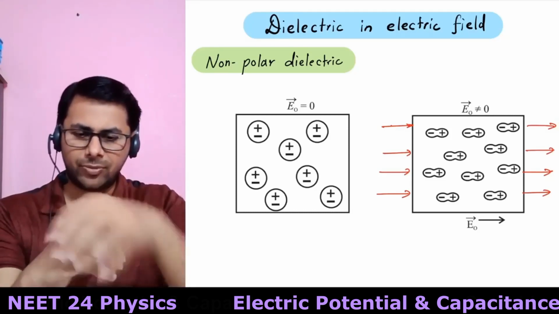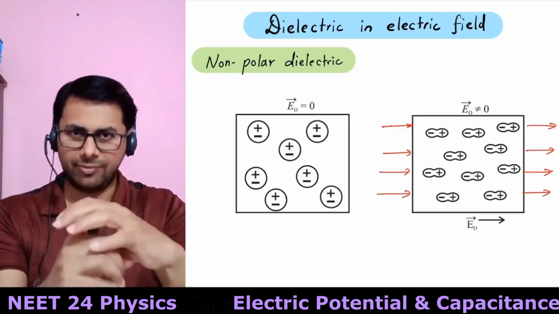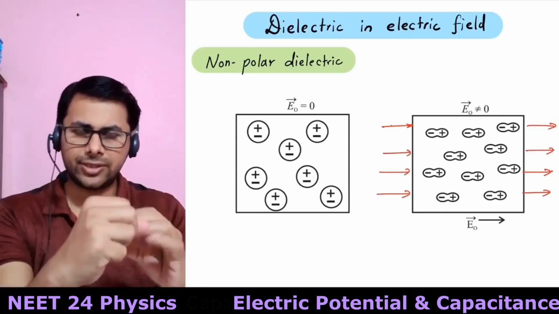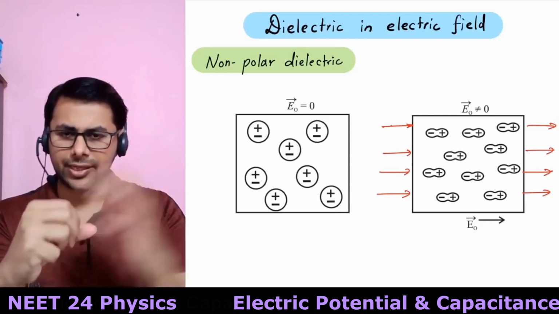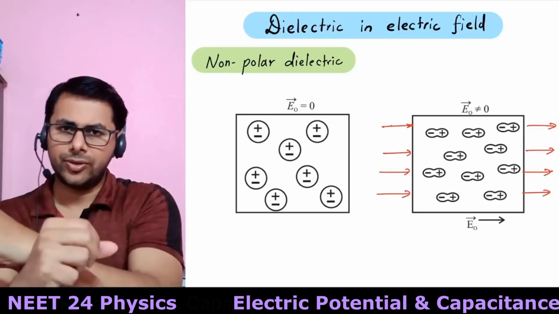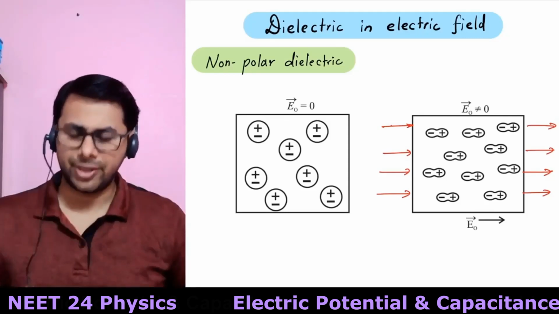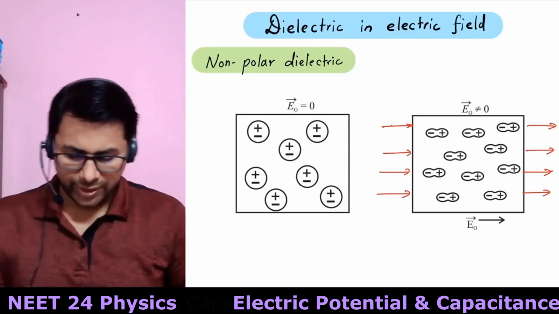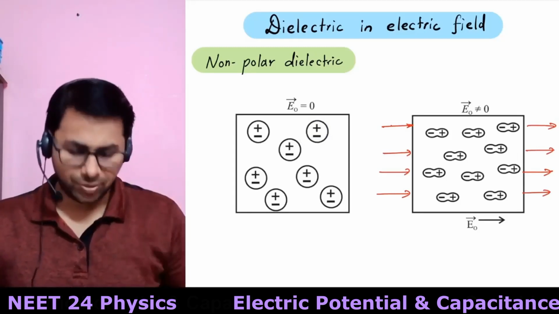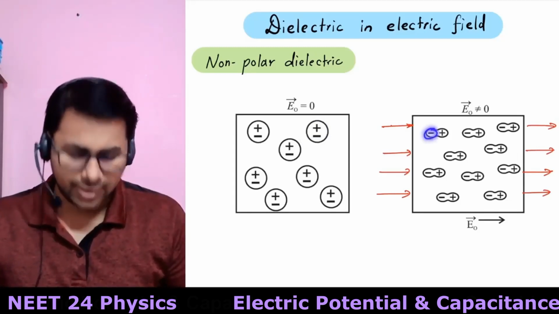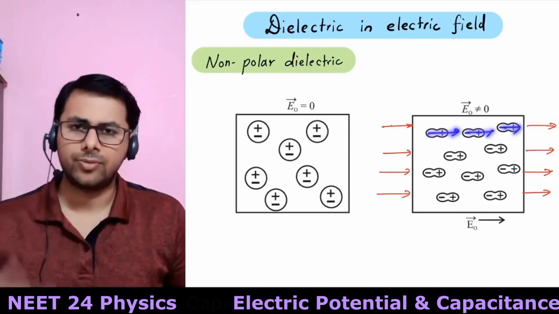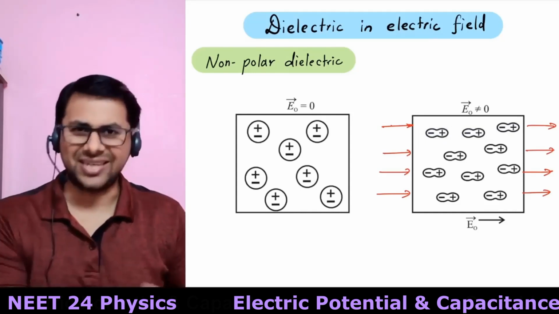So the center of mass of positive and negative charge, which was the same earlier, now becomes different, because the nucleus will stay there and electrons will move like this. Electrons which were here will move. Now there will be some separation between the positive and negative charges. Earlier the centers of mass were the same. Now electrons are pulled. So you can see the dipole moments are produced, as in the diagram.